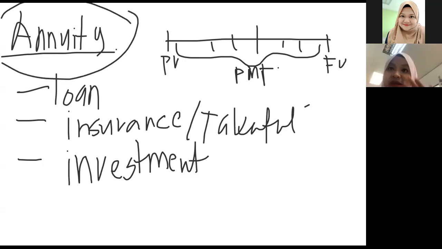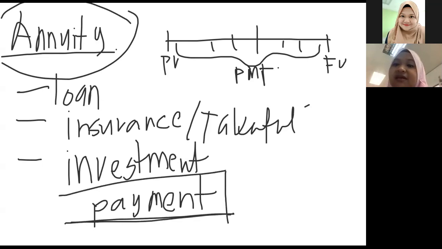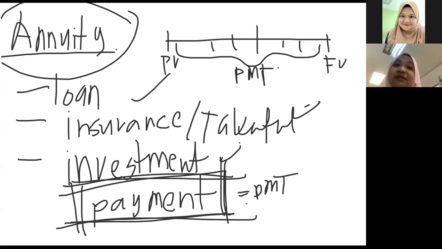All right, so annuity. I want you to get the understanding that with annuity we are dealing with a series of payments. There must be a fixed payment. I'm talking about the fixed payment. So every year you will put the same amount of money. The short form is PMT. Loan, insurance, and investment are examples applying in our real life.